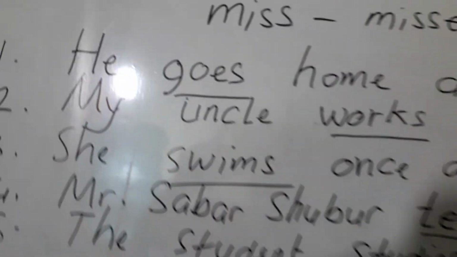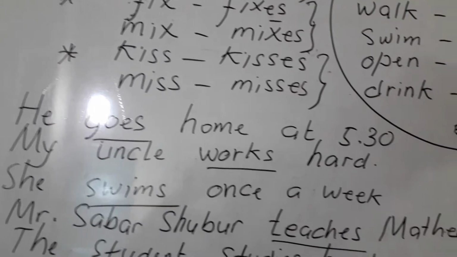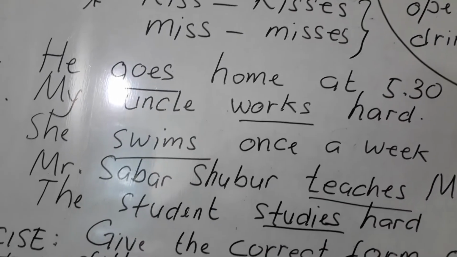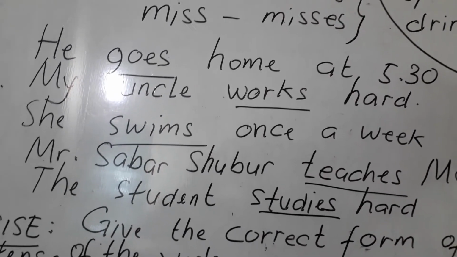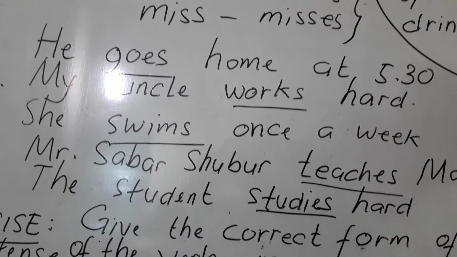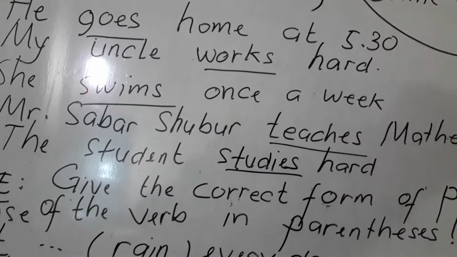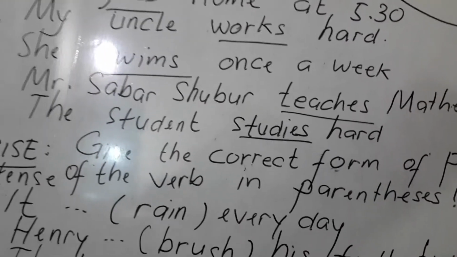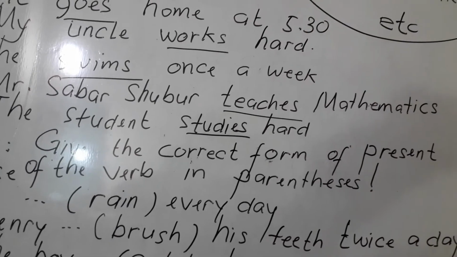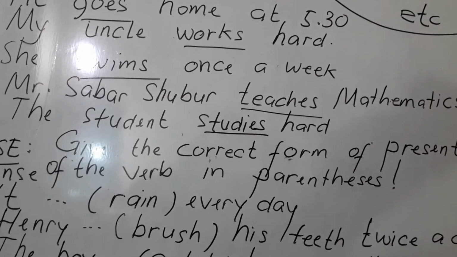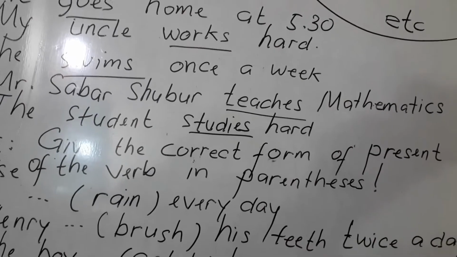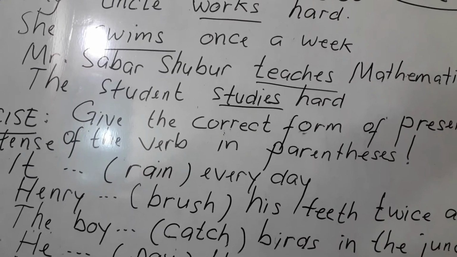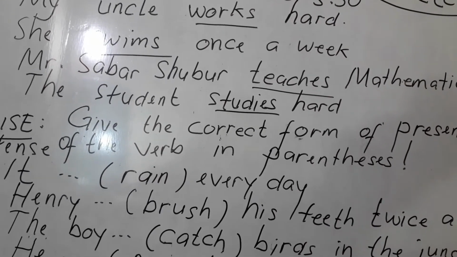Example sentence number 1. He goes home at 5:30. He goes home at 5:30. My uncle works hard. She swims once a week. Mr. Sabar Subur teaches mathematics. The student studies hard.